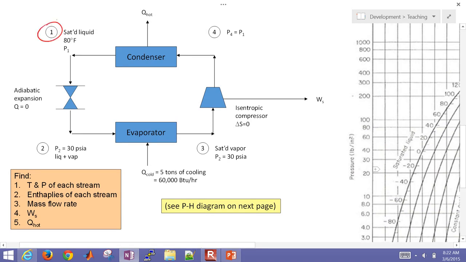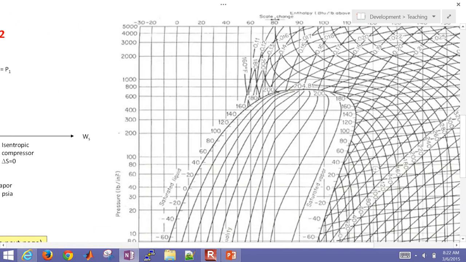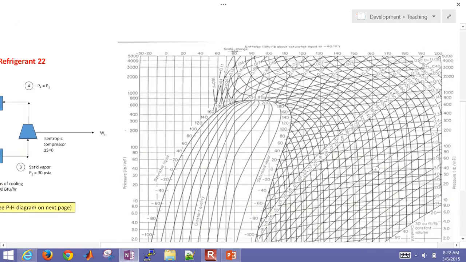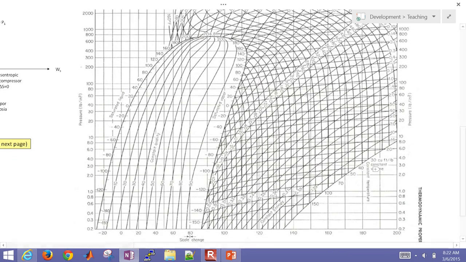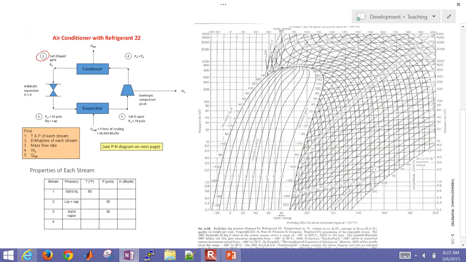We know we're saturated liquid at 80 degrees Fahrenheit. So this is the chart that's enthalpy versus pressure. Let me just point out a couple things that are interesting about this. Here's the pressure in PSI. Here's enthalpy in BTUs per pound. And then we have a constant entropy here. Okay, so there's the entropy right there.